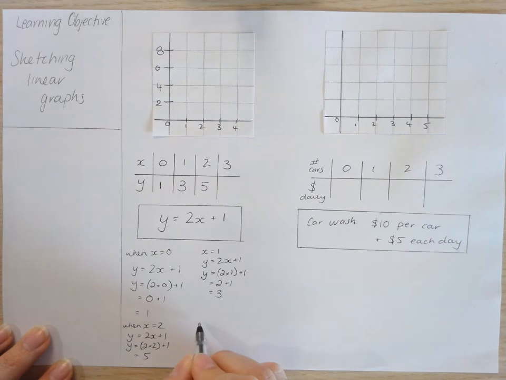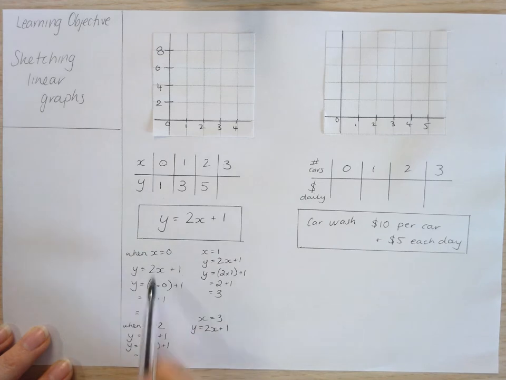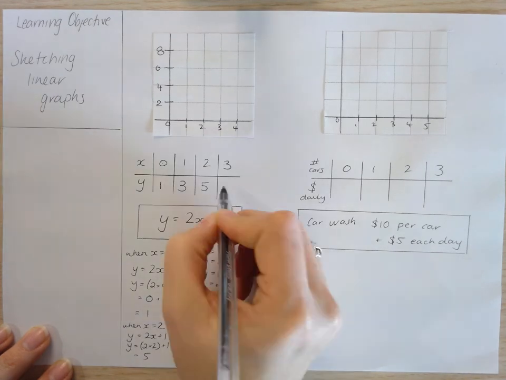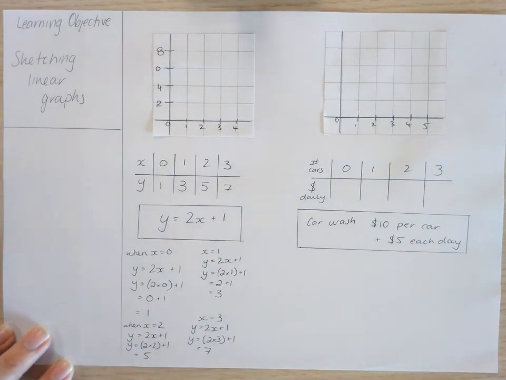And last x value point, when x equals 3, y equals 2x plus 1. See how I'm writing the equation every single time? And then I'm substituting in our x value. So in this case, 2 times 3 plus 1. 2 times 3 is 6 plus 1 is 7. Here is our value into the table. Alright, now we have all of our x and y points. We can actually plot them.